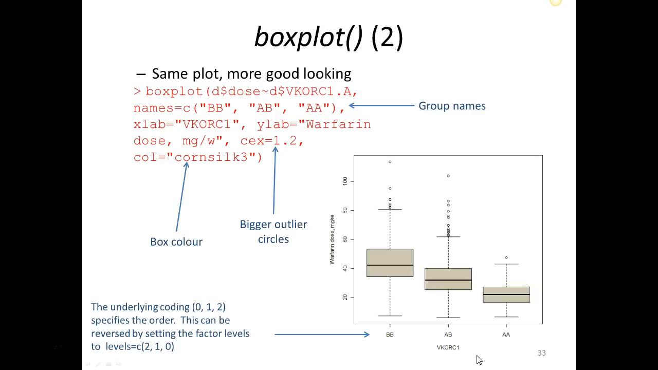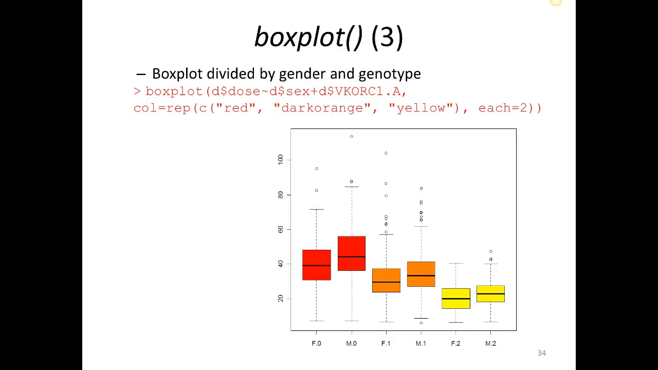And here on this axis, the underlying coding for the factors specifies the order. And this we could have reversed by setting the factor levels to c(2,1,0) instead. And here's another example of a box plot.